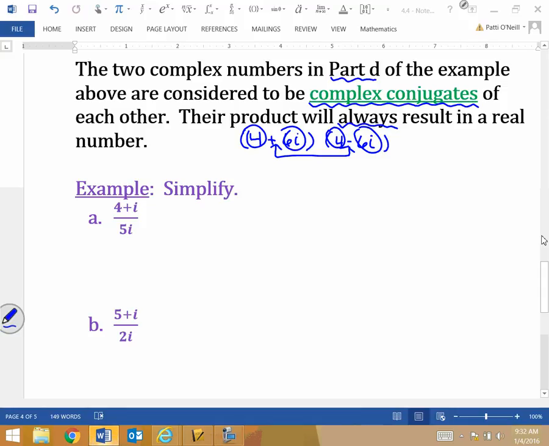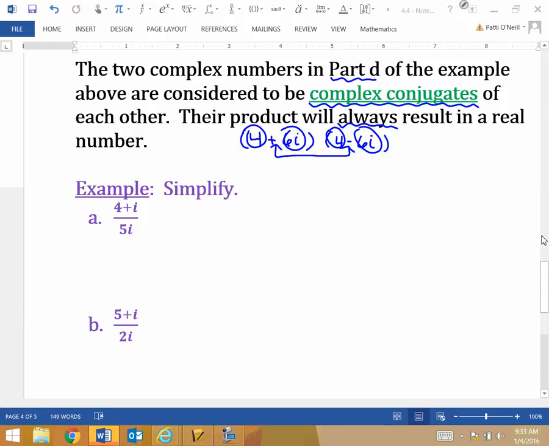So knowing that we could form complex conjugates and knowing that complex conjugates always multiply together to give us just a real number, that there's no imaginary part to the number, is going to be helpful in the next couple examples. So I think I have 4 more examples to do.